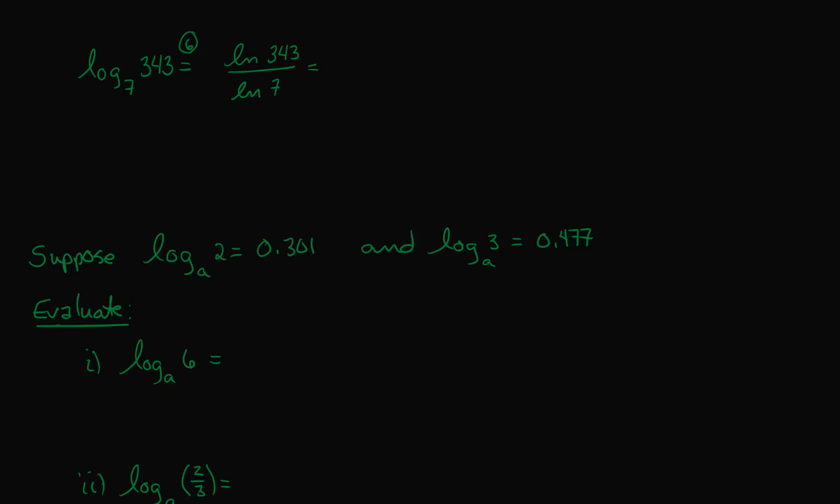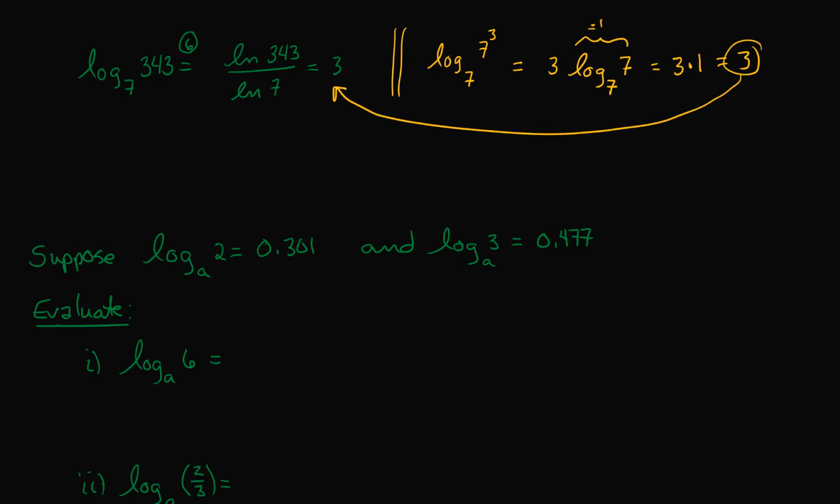And if we work this out, we have the natural log of 343 divided by the natural log of 7, and that gives us a value of 3. Okay, well, how else could we work this out? Another way to work this out would be to rewrite our original problem as the log base 7. 343 is 7 to the 3rd power. This is going to be equal to 3 times the log base 7 of 7. This evaluates to be a 1, which gives us then 3 times 1, which is 3.